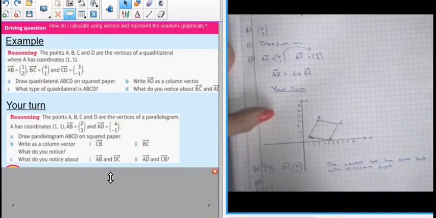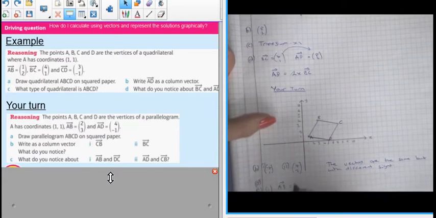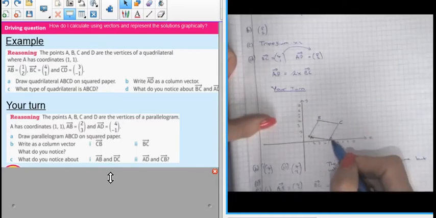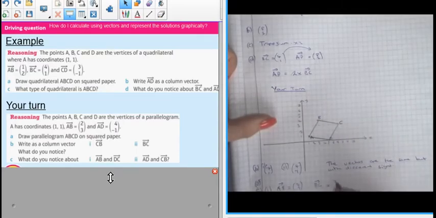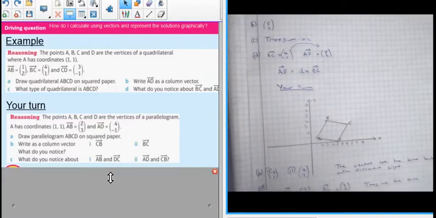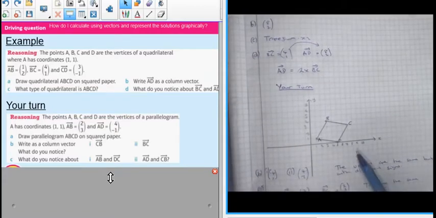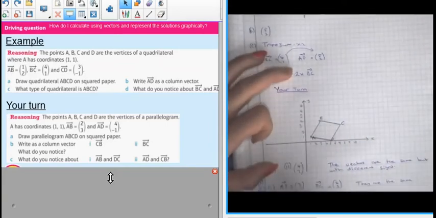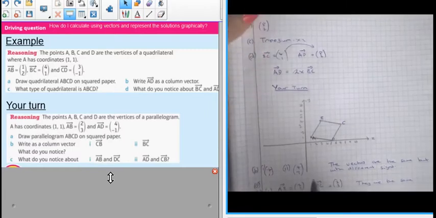For part C, what do you notice about AB and DC? So we know that AB is equal to (2, 3), and DC is equal to (2, 3). Now there's a common theme throughout this lesson. We'll notice that these two are parallel lines and they're the same vectors. We'll look for that pattern a lot during this lesson.